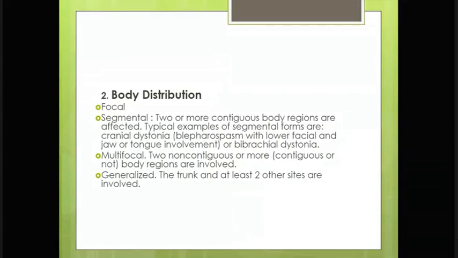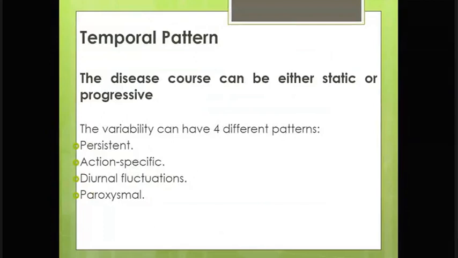What is the body part affected by dystonia? And this body part affected is also related to the age group. It is focal if we have one part of the body, segmental if two or more contiguous body regions are affected, multifocal if two or more non-contiguous body regions are affected, and generalized if the trunk and at least two other sites are involved. Body distribution matters, because the treatment is different. Temporal pattern: the disease can be either static or progressive.